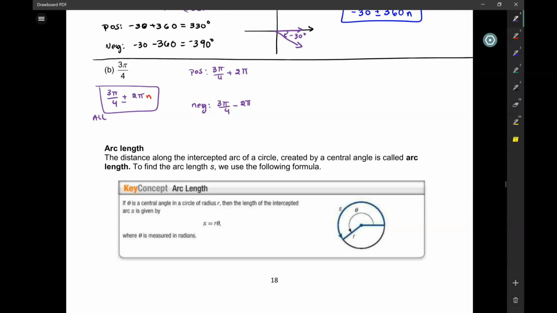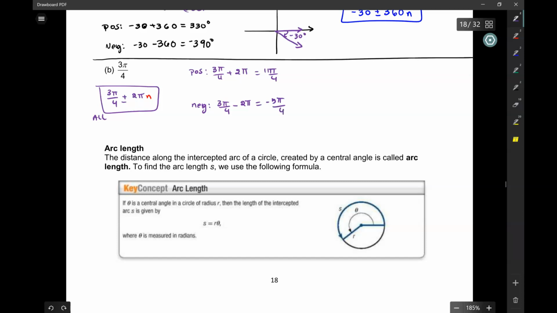All right, so I'm seeing lots of 11 pi over 4s. And lots of, what for the negative, what did we get? Negative 5 pi over 4. All right, so 11 pi over 4, negative 5 pi over 4.